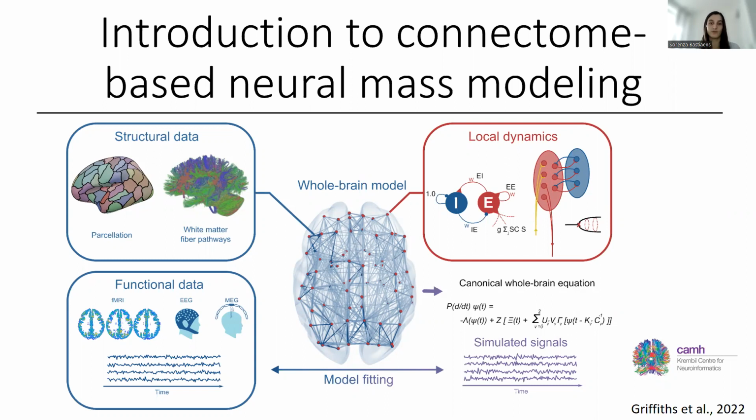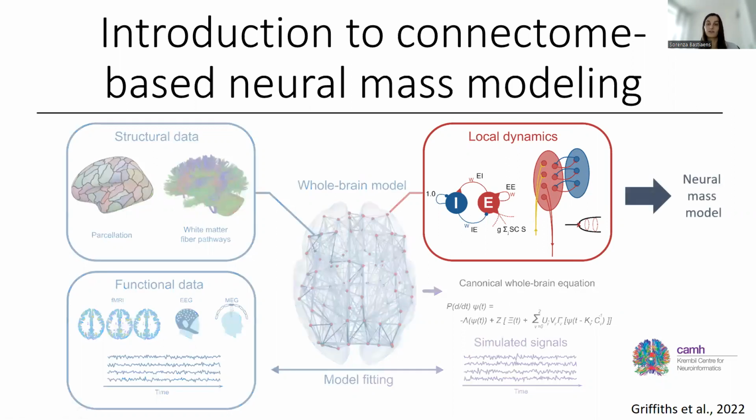So here is an overview figure of this type of modeling. And as you can see, different elements are assembled together to generate a whole brain model. An important feature is the nodes of the models describing the local dynamics. So my talk delves a bit more into the specifics of those local dynamics, which are represented by neural mass models.